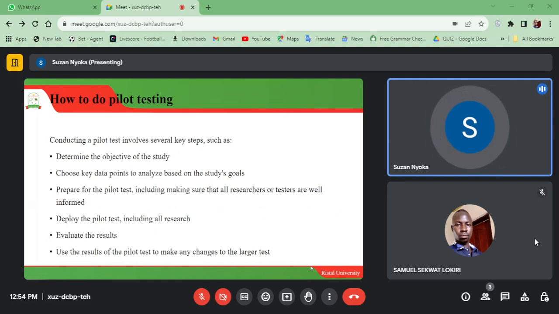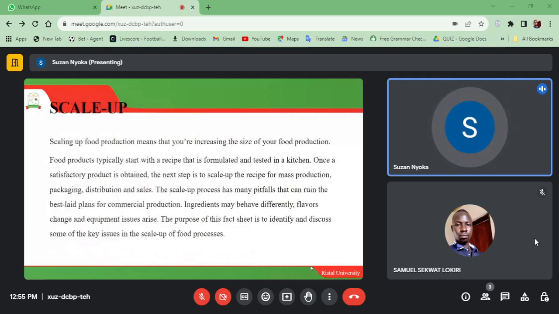And then you prepare for the pilot test, including making sure that all researchers who are involved are well informed. And then you deploy the pilot test. You evaluate the results of the products that you've made, and then use the results of the pilot test to make any changes to the larger test. Next is scale up.